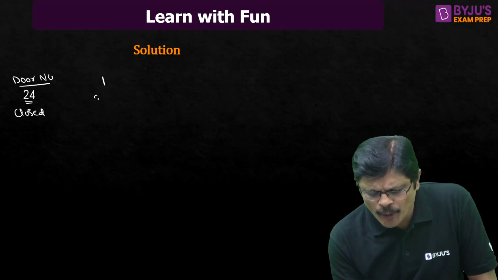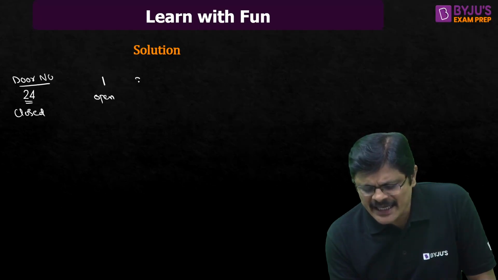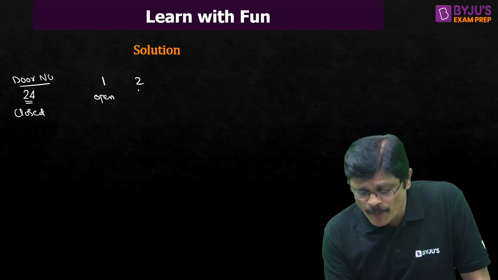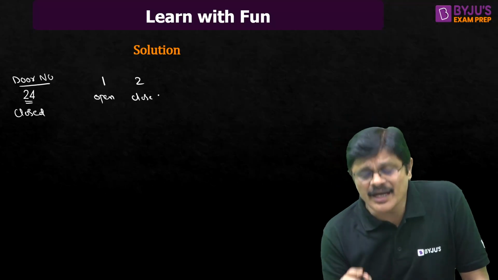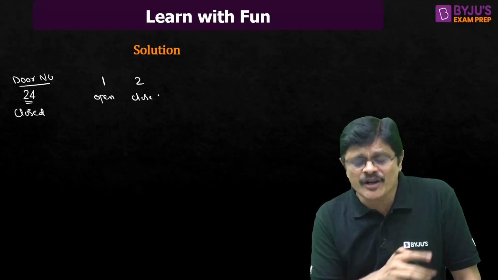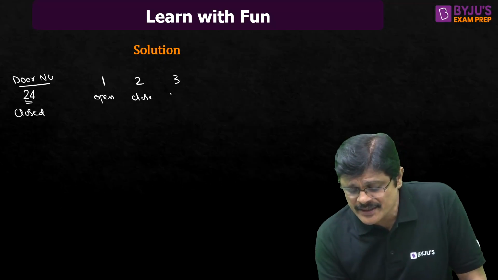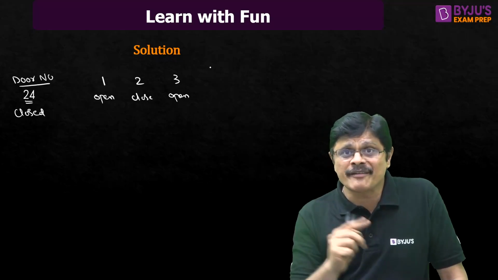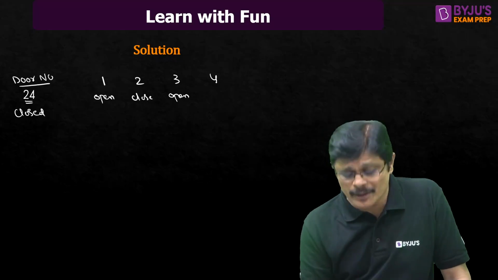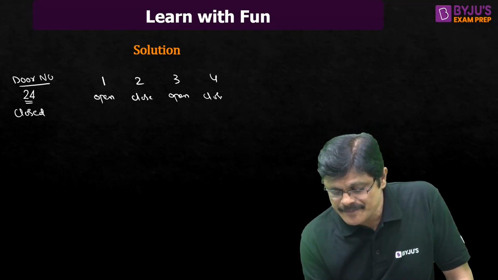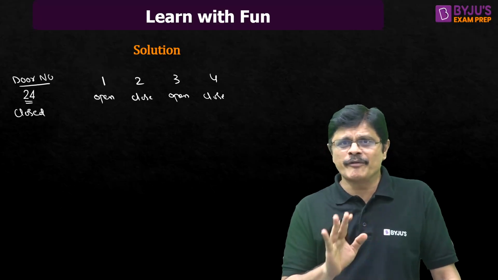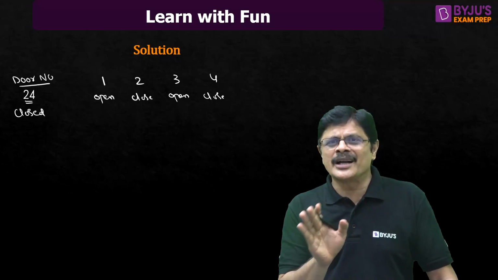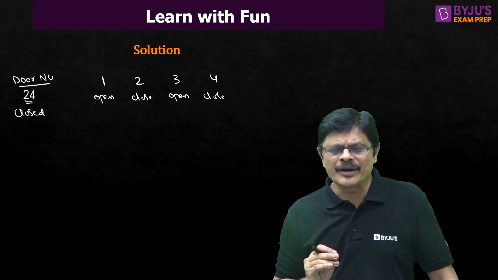First student will open it. Then the second student, because 2 is a divisor of 24, toggles, which means he closes. Third student, because 3 is also a divisor of 24, toggles, so he opens this door. Fourth student, 4 is also a divisor of 24, toggles, so he closes. Fifth student, no, 5 is not a divisor of 24, so the fifth student does not alter door number 24.